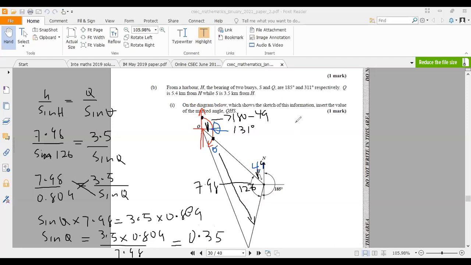All right. So we are going to say angle Q is equal to sine inverse of 0.35. What do we get? 20.5. All right.